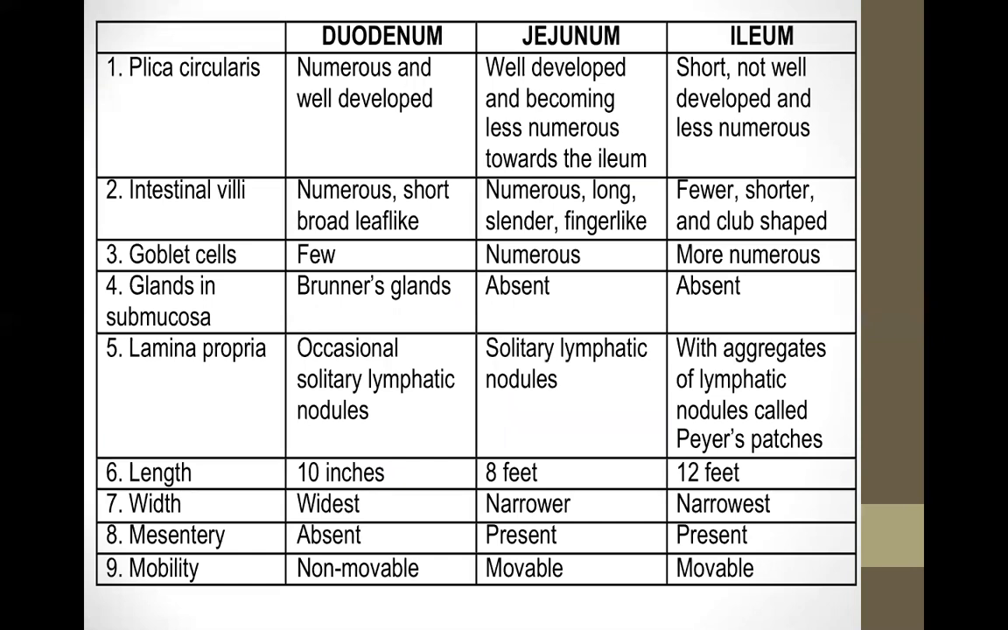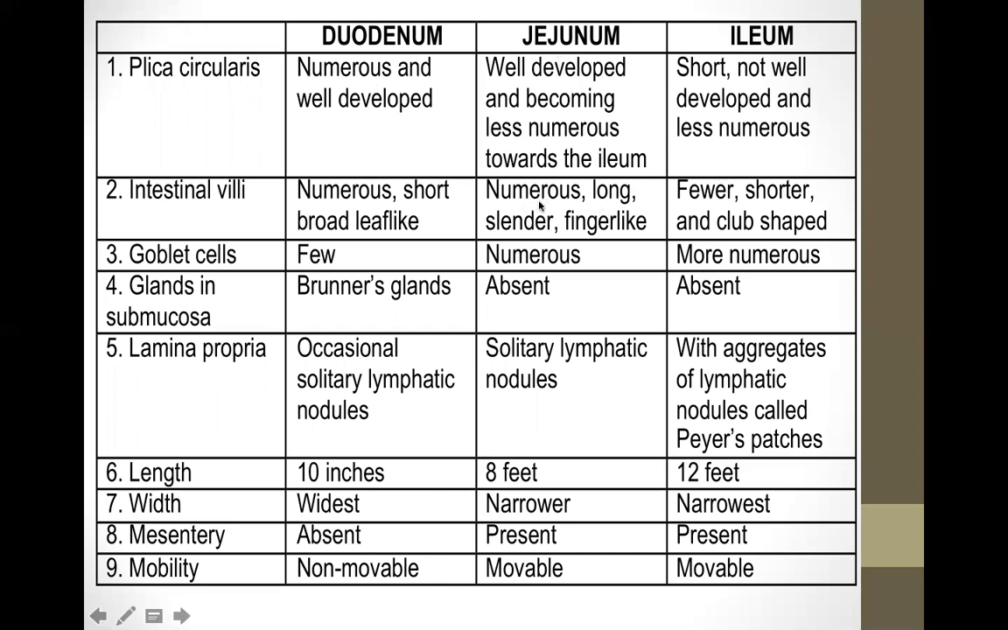This is just a comparison of the duodenum, jejunum, and ileum. All you need to remember are the following. Number 1 is the presence of intestinal villi. Obviously, they have intestinal villi because they are the small intestine. But look at the description of the villi. The duodenum has short, broad, leaf-like intestinal villi, while the jejunum has long, slender, finger-like intestinal villi.